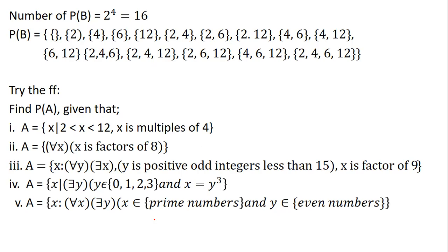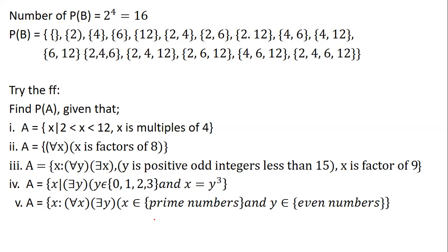Find the power set of A, given that A is equal to the set of x such that 2 is less than x and x is less than 12, and x is a multiple of 4. So how can we get the members of A?